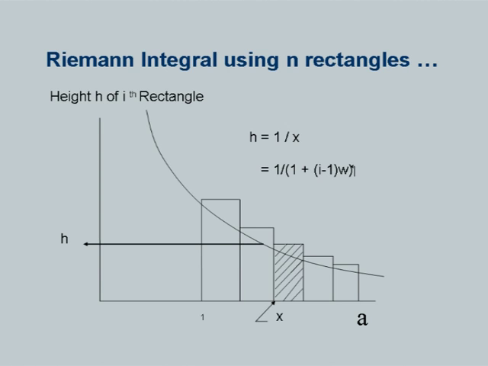What is the area of a rectangle? Width multiplied by height. Width W is known, height is known. So for any ith rectangle, I can calculate the area. And then I can set up an iteration to calculate the sum of those areas.